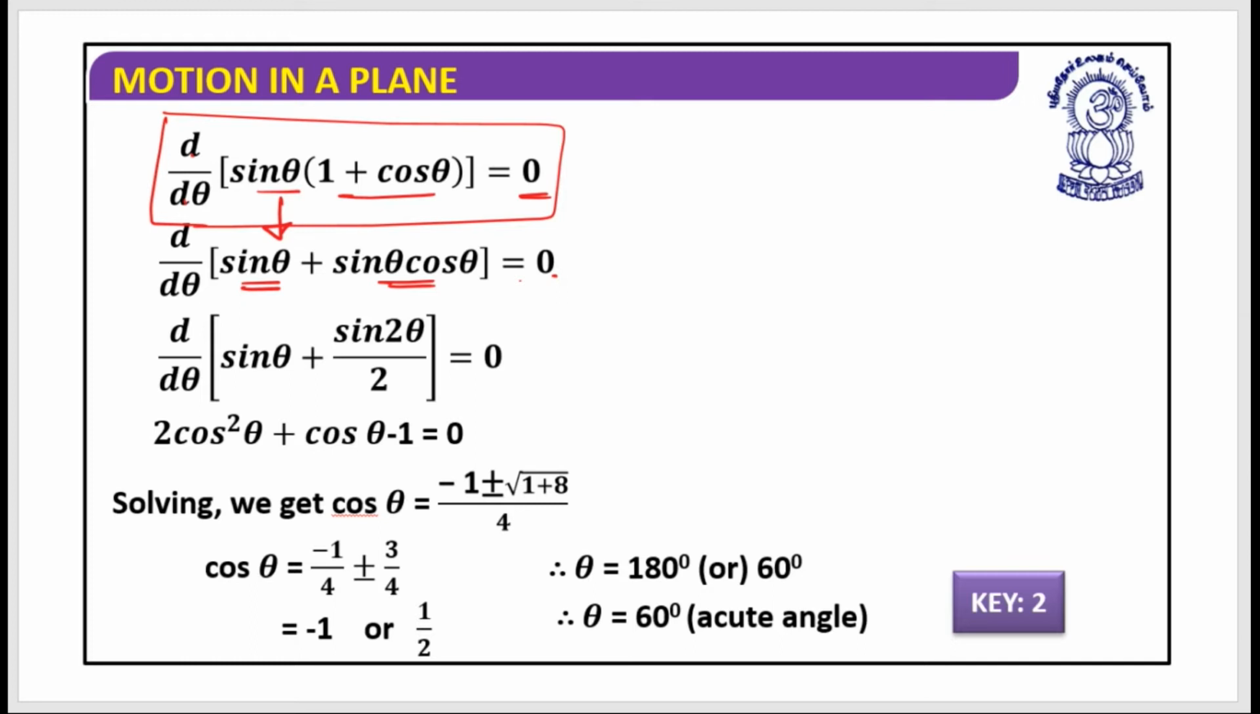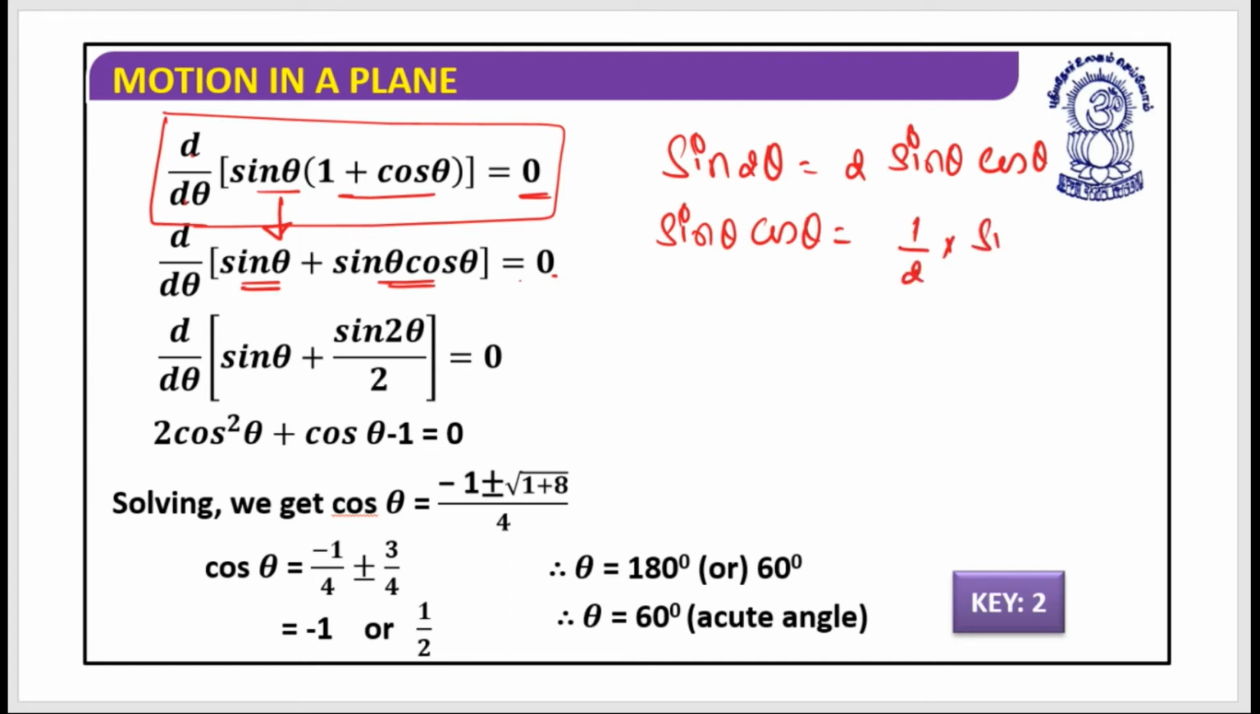Now you might know that sin of 2 theta is 2 sin theta into cos theta. So sin theta into cos theta is equal to 1 by 2 multiplied by sin of 2 theta. So sin theta cos theta should be equal to sin 2 theta by 2. You need to differentiate this with respect to theta. This is d by d theta of sin theta plus sin 2 theta by 2. So how could you do this?